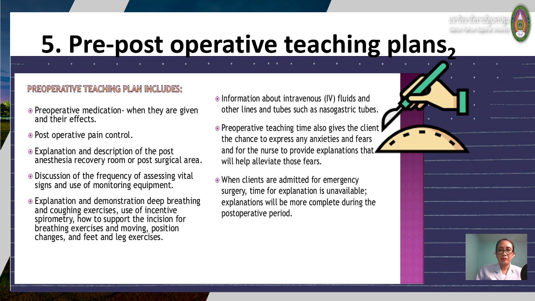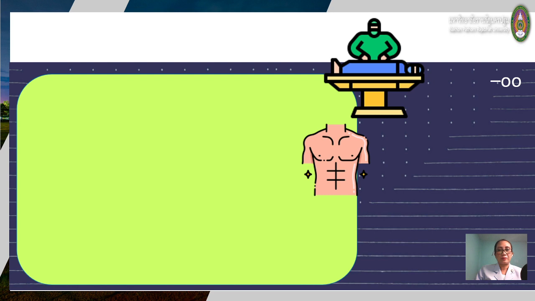So preoperative teaching time also gives the client a chance to express how they feel. If they are afraid, they have to verbalize to the nurse so that the nurses can be an advocate on how to comfort the patient. And when the patient is admitted for emergency surgery, time for explanation is sometimes impossible to do, right? So what are we gonna do is we will just care for that. If there are significant others present, we have to explain to them. And if not possible, then we have to explain that further after the operation.